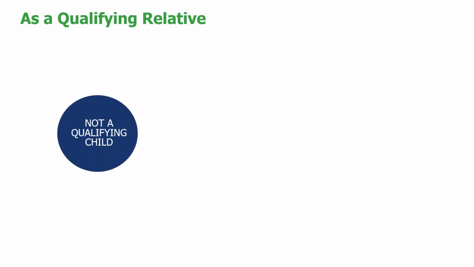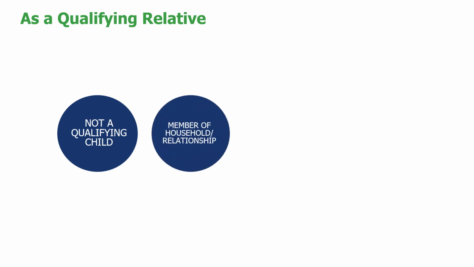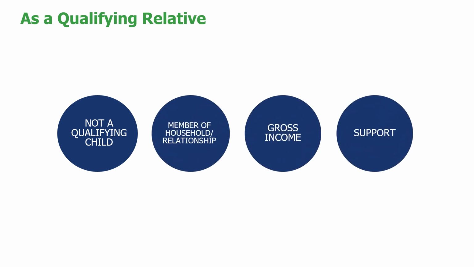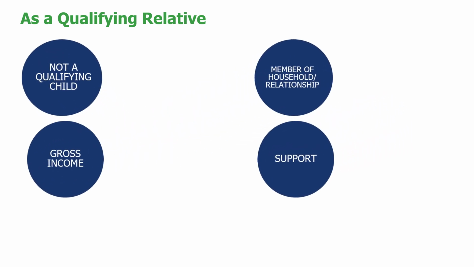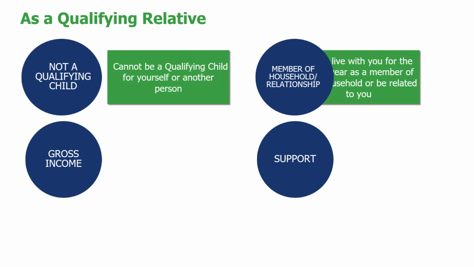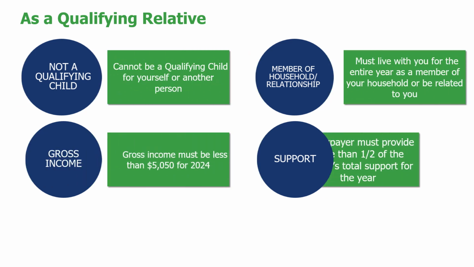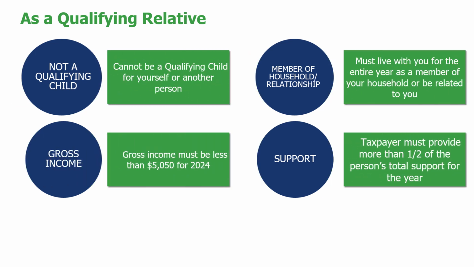If a person does not meet the requirements to be a qualifying child, they might be a qualifying relative. There are four tests that must be met to claim a dependent as a qualifying relative: not a qualifying child, member of a household or relationship, gross income, and support. Not a qualifying child. A child isn't your qualifying relative if that child can be your qualifying child or the qualifying child of another taxpayer.